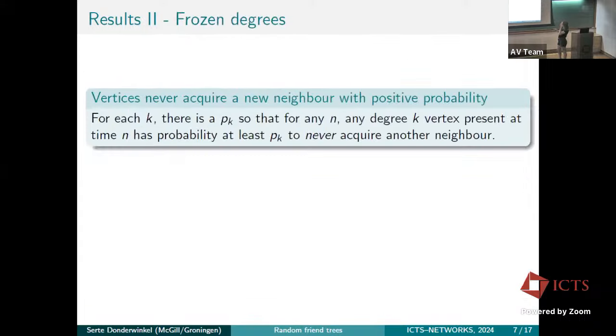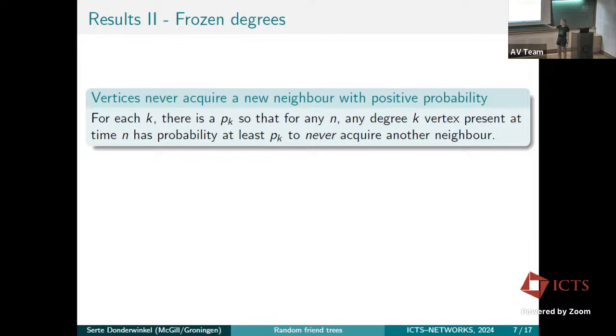The next property is also interesting: you have frozen degrees in the tree, so vertices that are never changing their degree anymore. For each k, there is a p_k, not depending on n. So for any n, any degree k vertex present at time n has probability at least p_k to never acquire another neighbor. And this is true for any finite k.